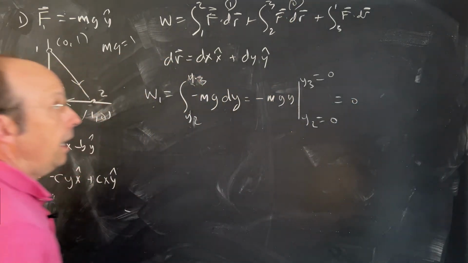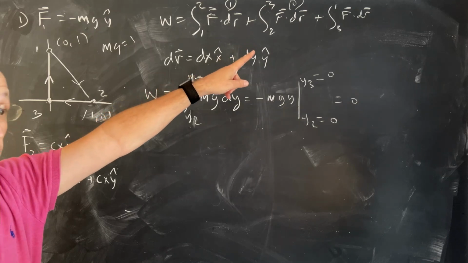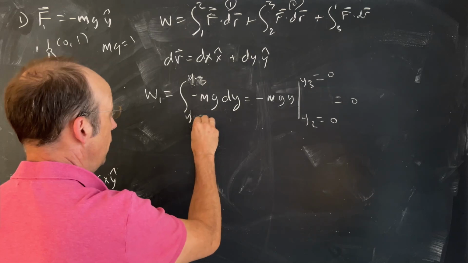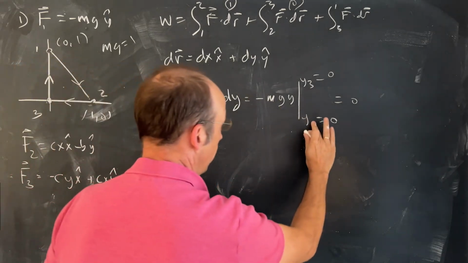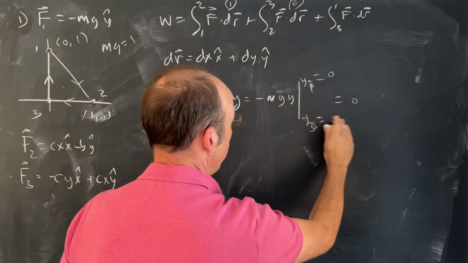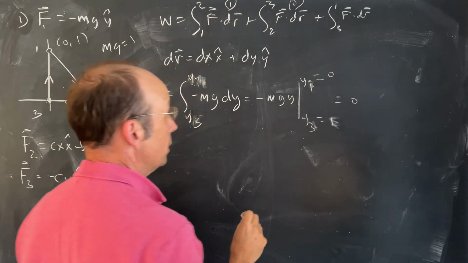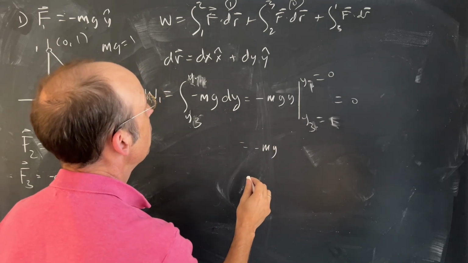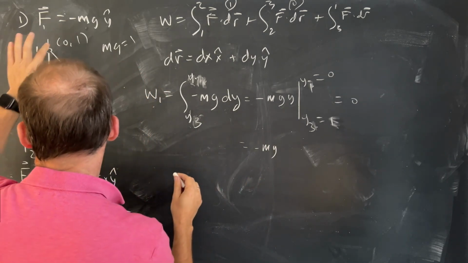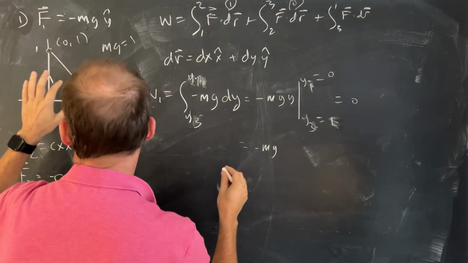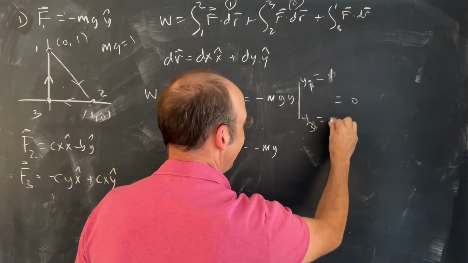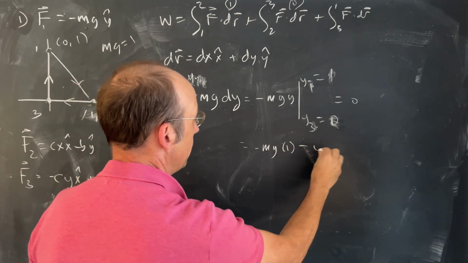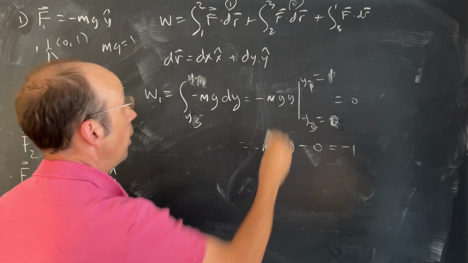And finally, the last thing, all I have to do again is change the limits of integration. I didn't change anything in the problem. So now I'm just going to go from y3 to y1. So y3 is equal to 1, y1 is equal to 0, and I get negative mg times 1 minus 0, so negative 1. I knew I was getting it wrong. So now I have negative 1.